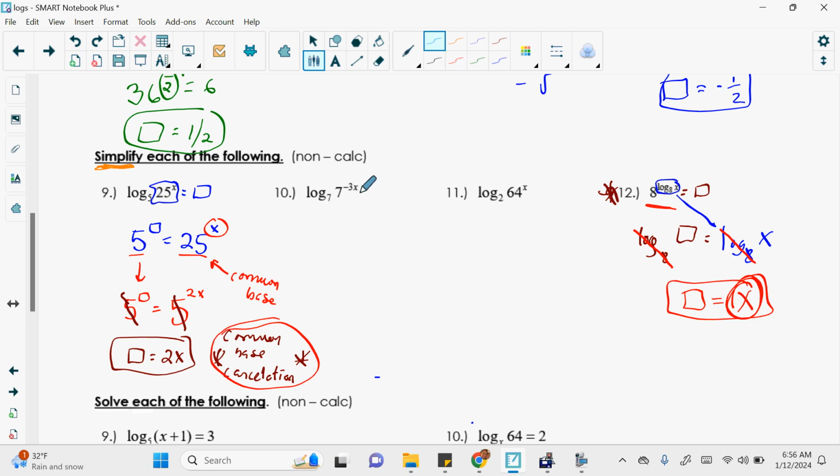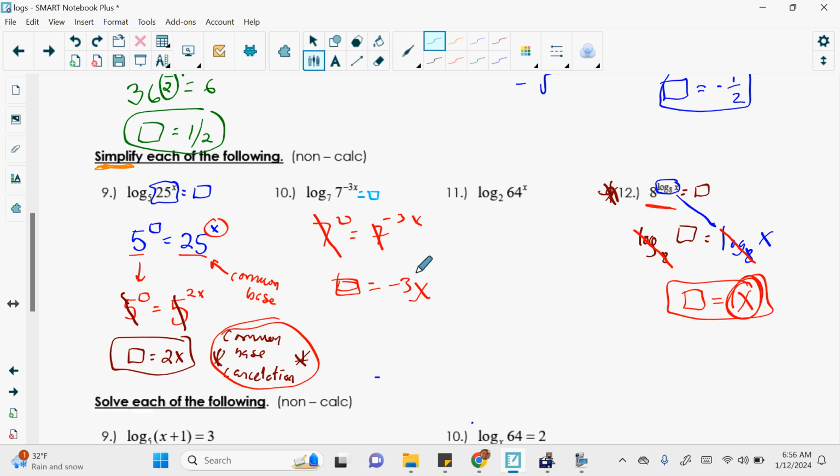And then lastly here, set this equal to the box. So we're going to get 2 to the box equals 64x. Now, this is a fun one. You might have to use your calculator to help you out here. So notice we can't do common base cancellation because these bases aren't the same. So we want to look, how do I rewrite 64 as a base of 2?